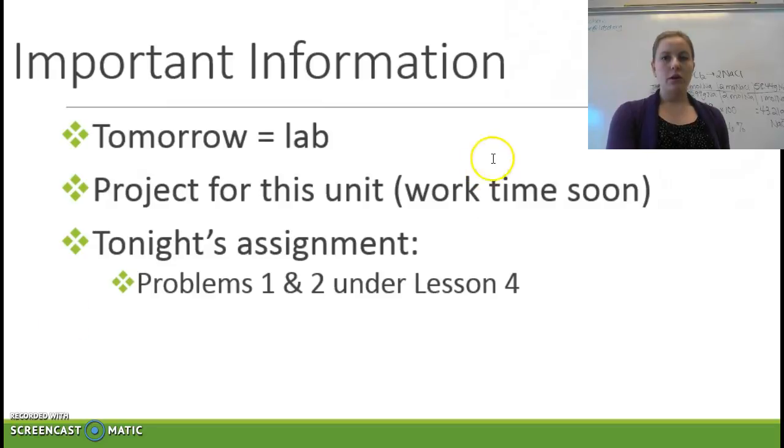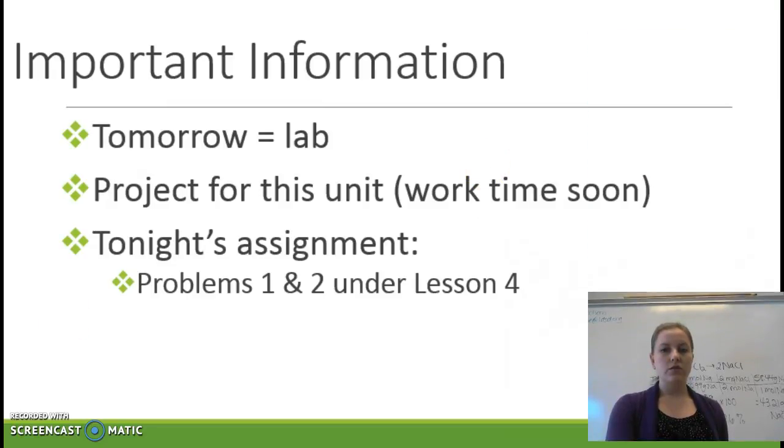Also, just so you know, tomorrow we will be doing a lab on this type of stuff, so if you were not here today, you can pick that up just fine and do the lab tomorrow. We're also going to talk about our project for this unit in class today, so if you were not here, you're going to want to get the notes and the different rubric and outlines for this assignment. And tonight, you're going to try some practice problems, numbers 1 and 2 under lesson 4. Go ahead and give this a try. Let me know if you have any questions.